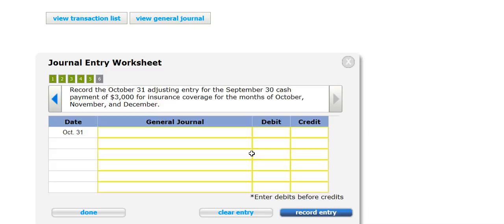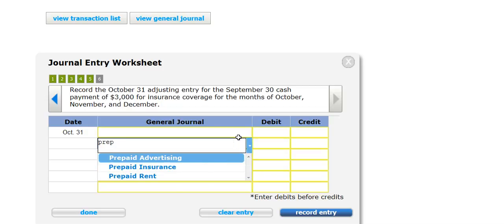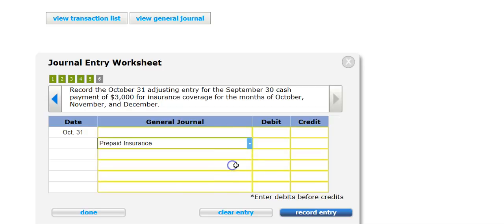Okay, so on October 31st, we have used up 1 month's worth of insurance coverage. It was $3,000 for 3 months. We divide that. That means $1,000 a month. So we need to take $1,000 out of the asset prepaid insurance, and we credit assets to reduce them, and we'll debit insurance expense.